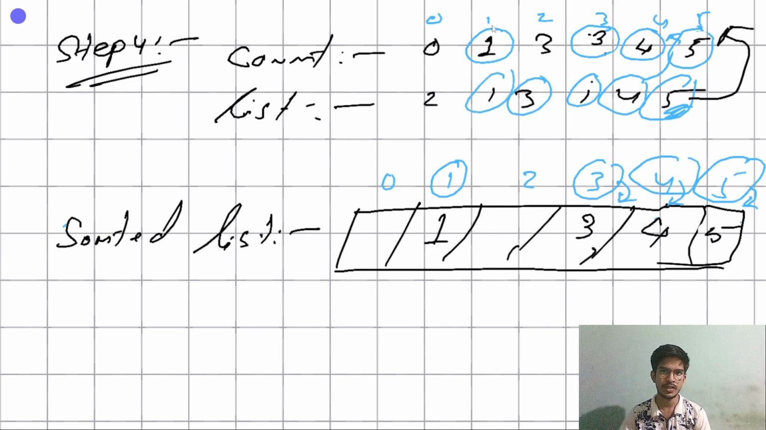1 will refer to this one. Here is the value 1. So 1 minus 1 is 0. It will refer to the value 0, this one. It will store the value 1 here, and it will decrease it by 1. So it will now be 0.